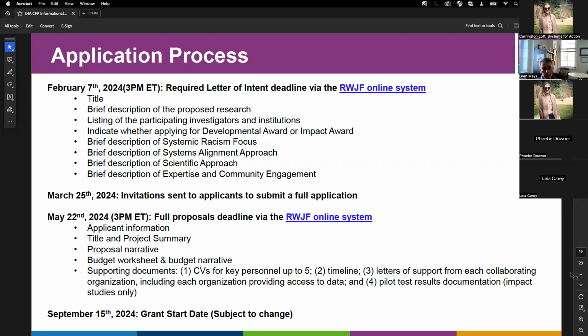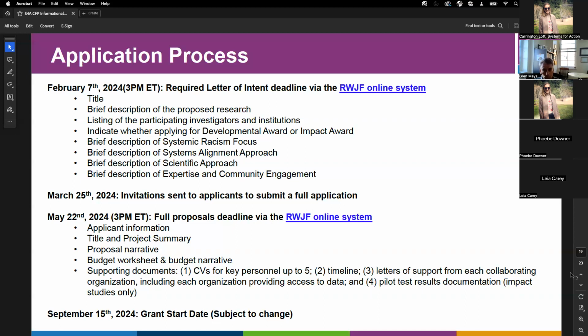The full proposal materials will include a proposal narrative, a 10-page proposal narrative describing your research plan and system alignment strategy in greater detail. You'll also develop a budget and a budget narrative that describes in greater detail how your organization will use the funds. It will include some other application materials as well, supporting documents like CVs or resumes for key personnel, a project timeline, letters of support from collaborating organizations, and for applicants who are applying to the Impact Awards category, this will also be where you submit documentation of your pilot test results or preliminary research results to show that you are qualified to apply for that larger level of the Impact Award category.